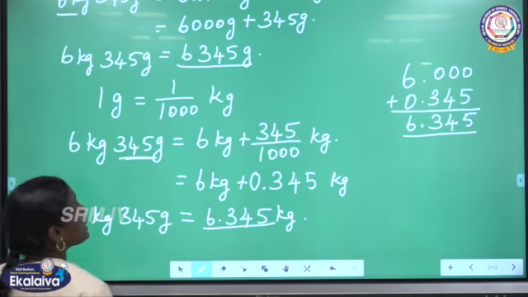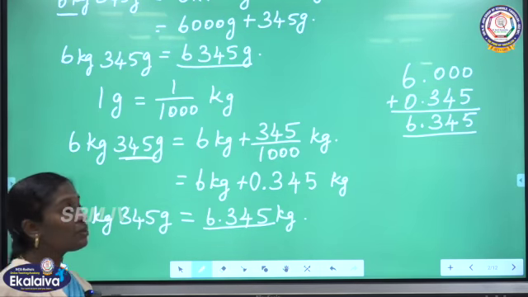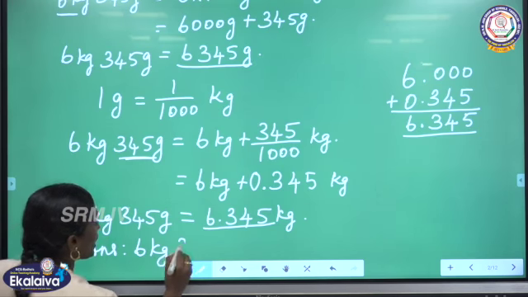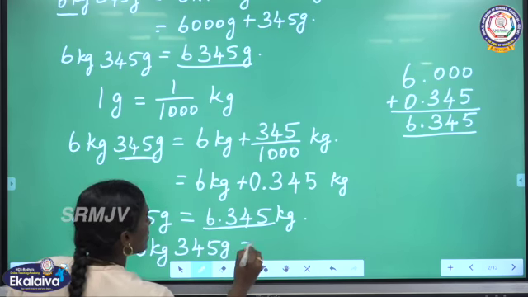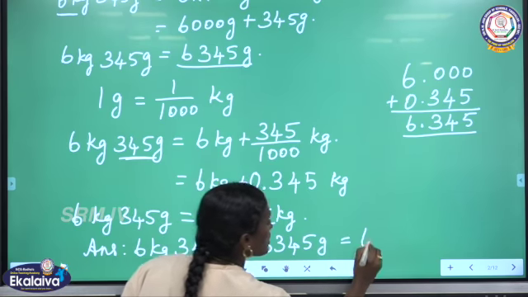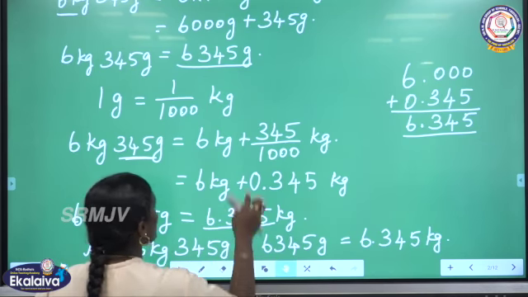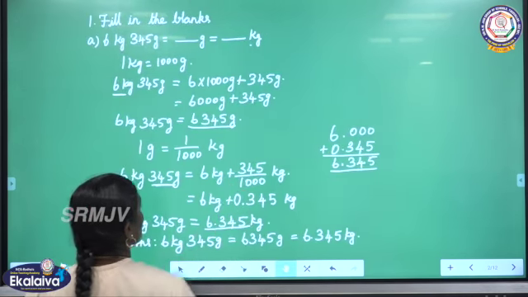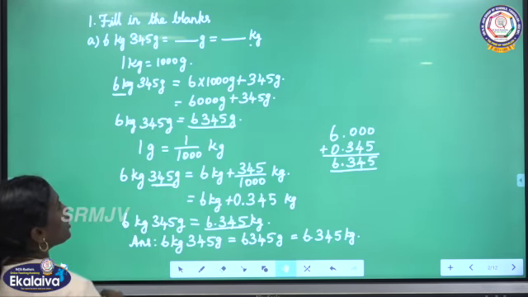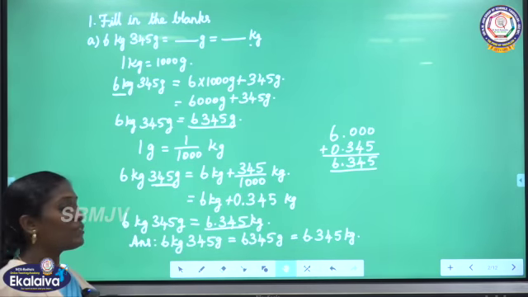Now first we got the answer in gram, that is 6345 gram. Now we convert into kilogram. Let us write the answer statement. The given question is 6 kilogram and 345 gram, which is equal to 6345 gram, which is equal to 6.345 kilogram. Was it clear, children? Here first we convert into gram, that is greater unit to smaller unit. So we did multiplication, then smaller unit to greater unit. By using division we have converted.